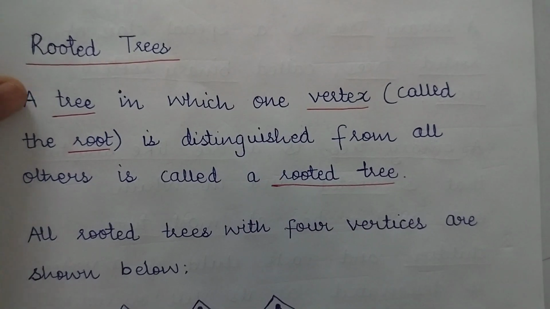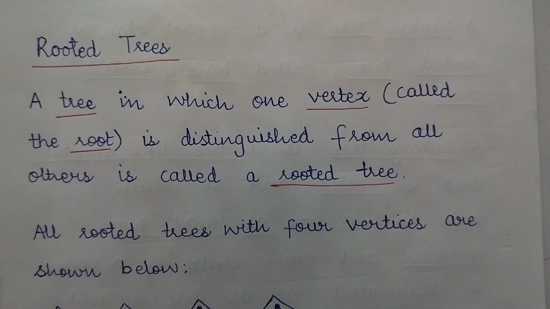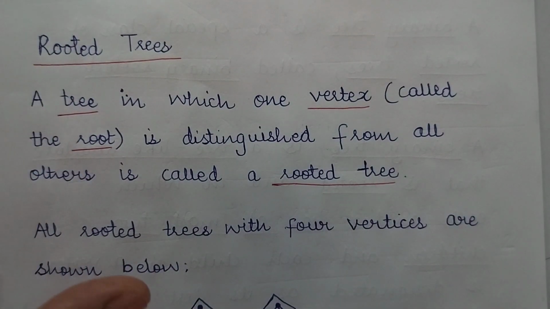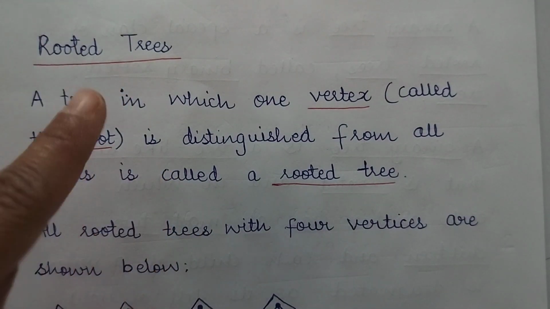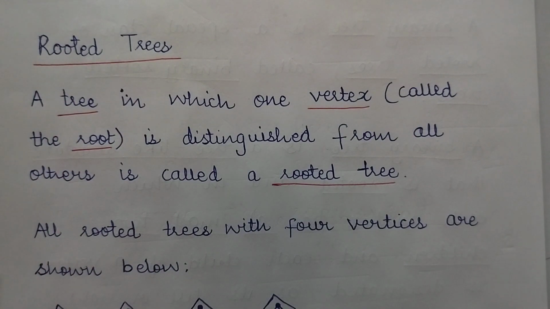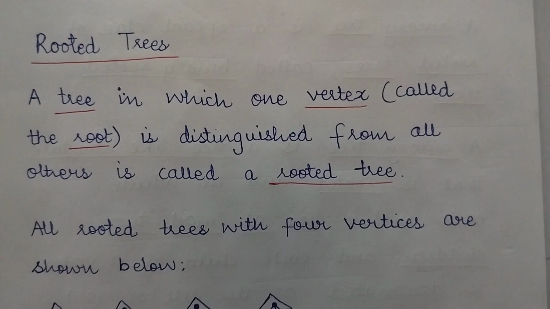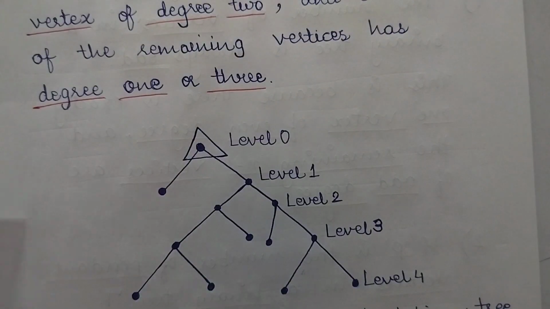So when it is not a rooted tree, you simply call it a tree. And when it is a rooted tree, that means a tree with a vertex which can be distinguished from all other vertices. Usually this is that vertex from where all vertices are branching out, and hence it is called the root. So any such tree having such a vertex known as the root is called a rooted tree, and not all trees are rooted trees. So when I say tree, that means it is an unrooted tree, and when I specifically say rooted tree, that means it is a tree with a root vertex.